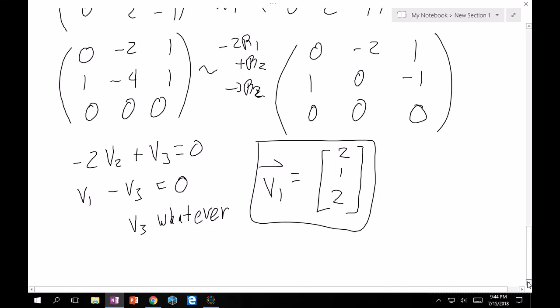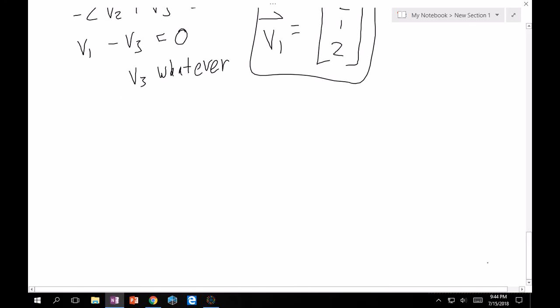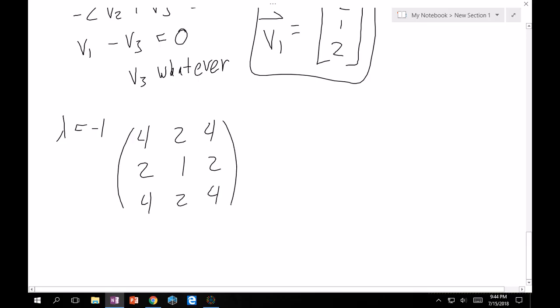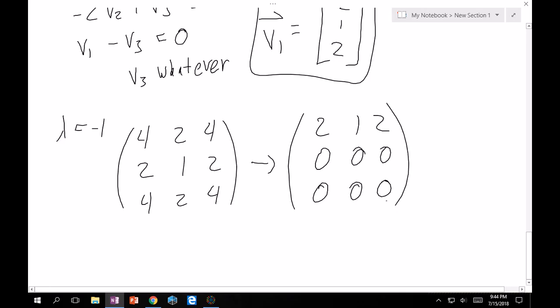Cool. Now, you do the same thing with your other eigenvalue that has multiplicity 2. Again, you've done this hopefully for quite some time now. And so initially what this matrix now becomes is 4, 2, 4, 2, 1, 2, 4, 2, 4. And then this row reduced goes to 2, 1, 2. Again, I told you I was never going to do it again, just because that took a lot of time. But I did want to show you how to do it just in case.